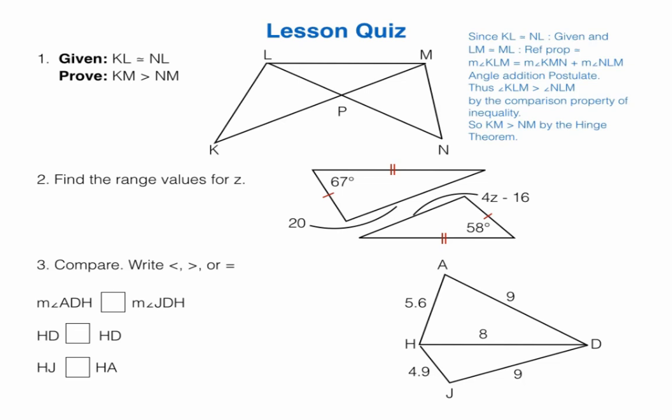Since KL is congruent to NL, that's given, and LM is congruent to ML, that's the reflexive property of congruence, the measure of angle KLM is equal to the measure of angle KLN plus the measure of angle NLM, that's the angle addition postulate. Thus, angle KLM is greater than angle NLM by the comparison property of inequality, and that means that KM is greater than NM by the Hinge theorem.